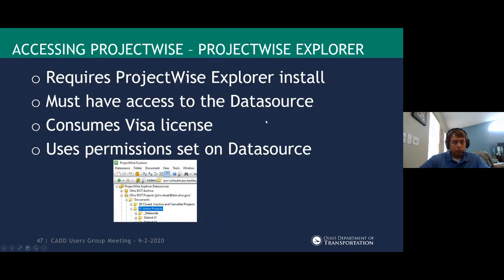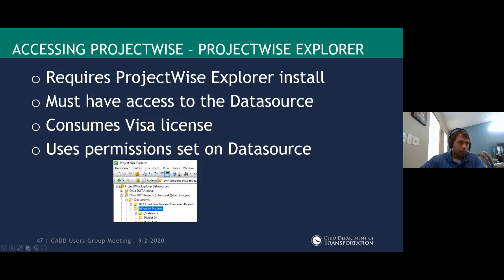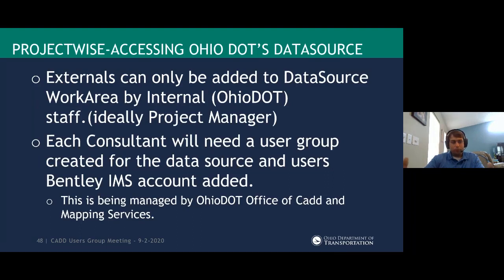Okay, so ProjectWise Explorer: obviously you need to have Explorer installed. You must have access to the data source. That's the theme here. Reminder that this will consume a Visa license, and using Connected Project consumes a Passport license. Just to reiterate those. Okay, so those are the three ways. I briefly wanted to show what some screenshots look like, so hopefully we're all on the same page.